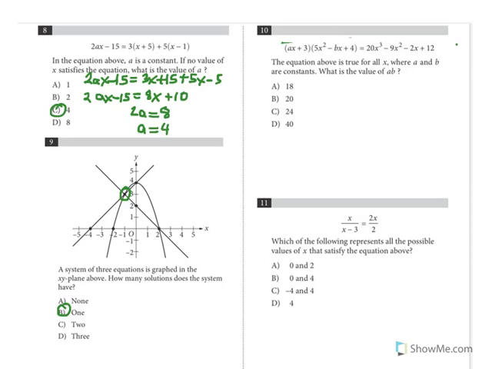So expanding that is going to give us 5ax³ minus abx² plus 4ax plus 15x² minus 3bx plus 12. All right.